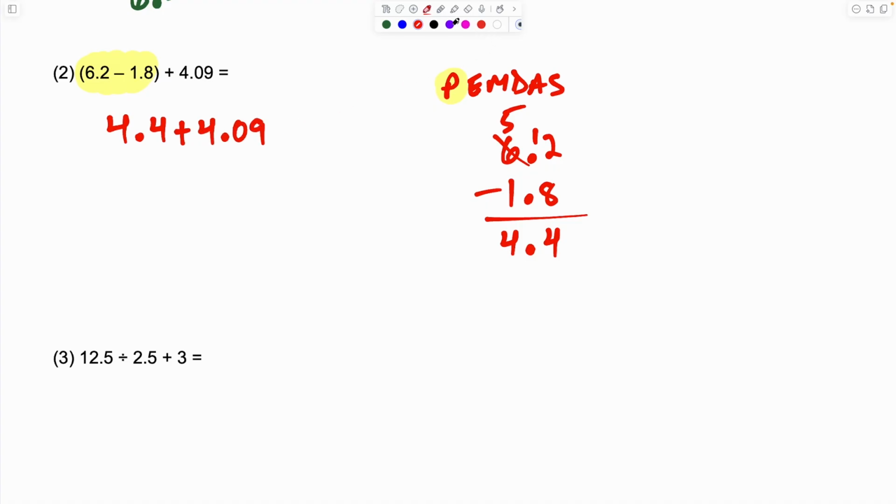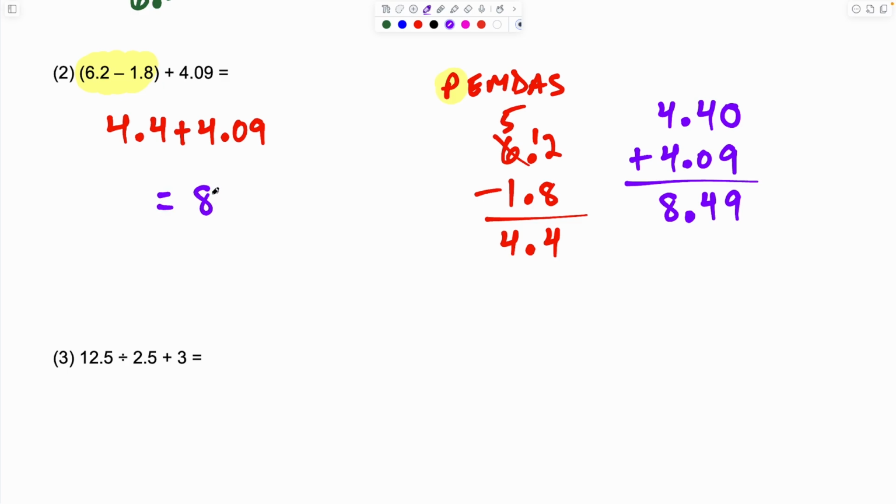Now I'll work this part off to the side. So 4.4 plus 4.09. When you have a situation like this where there's not enough places after the decimal to add, you can put a 0 as a placeholder. So now we could do 0 plus 9 is 9, 4 plus 0 is 4, and then we bring down the decimal, and then we have 4 plus 4 is 8. Okay, so our final answer here is going to be 8.49.